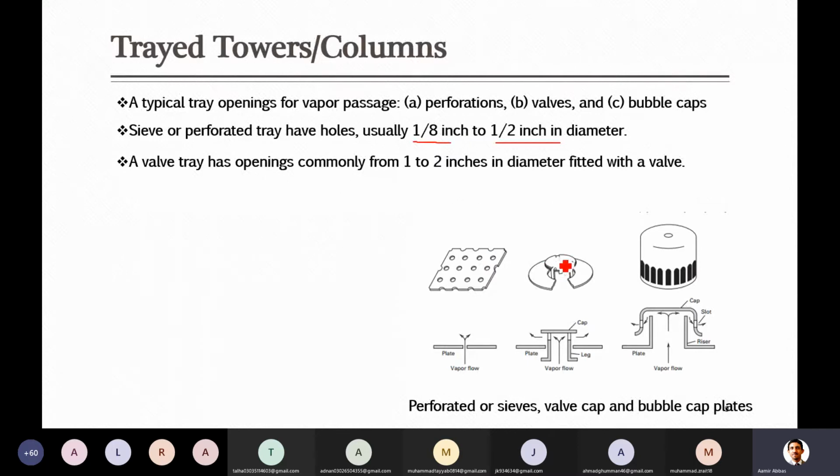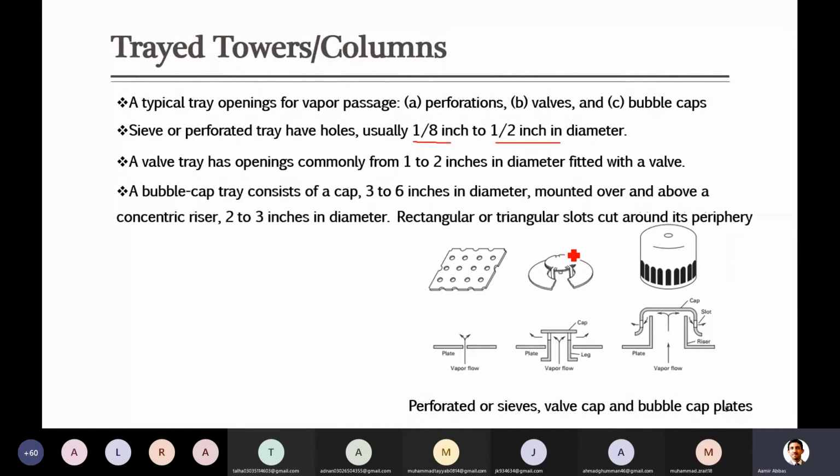The second type shown here is the valve tray. In this tray there is commonly an opening of 1 to 2 inch in diameter, and that is fitted with the hole. Like in this diagram shown at the bottom here, you can see that there is a tray, and inside that you fix a valve, and the valve is such that it can open when the vapor pushes it, and otherwise it gets closed. The area through which the vapor can move towards the top is 1 to 2 inch, and overall this looks like this. I will also show you some other diagrams.